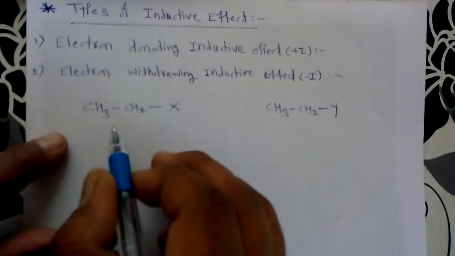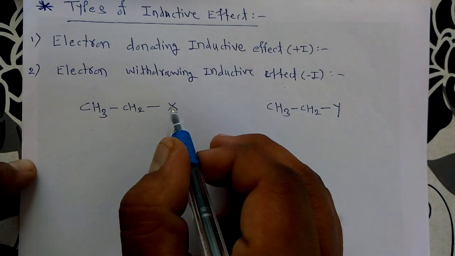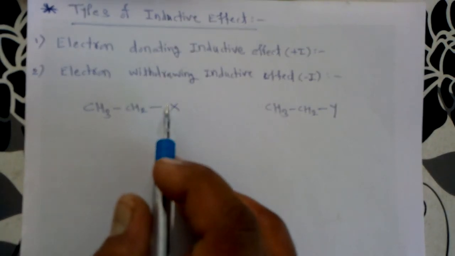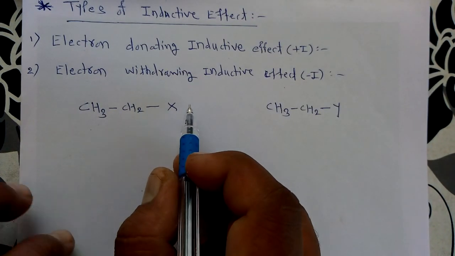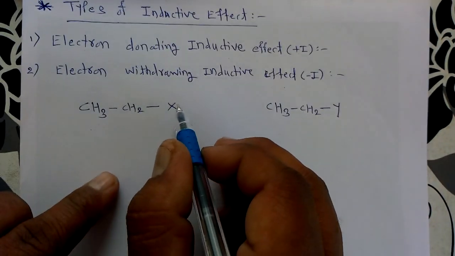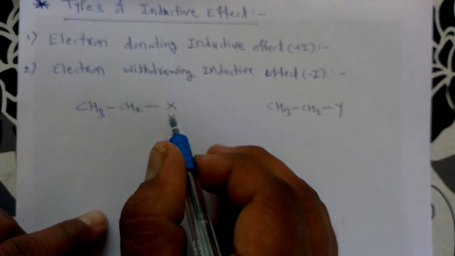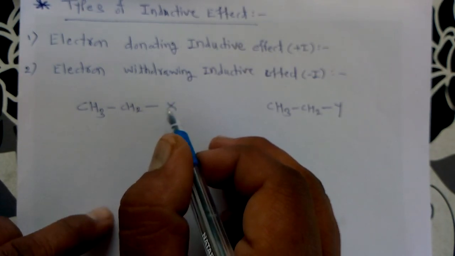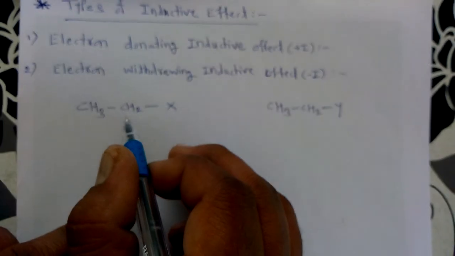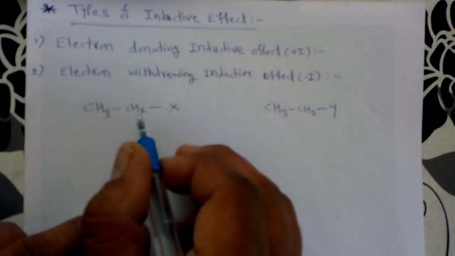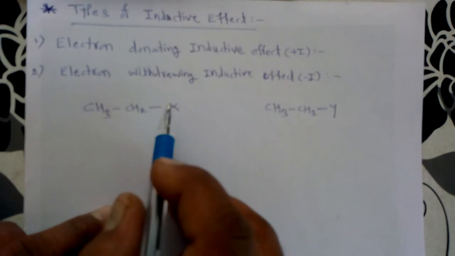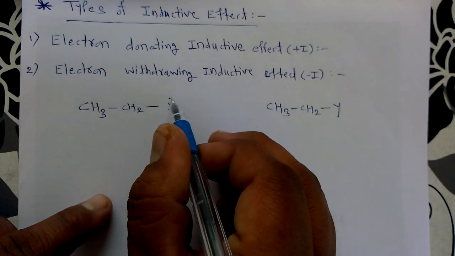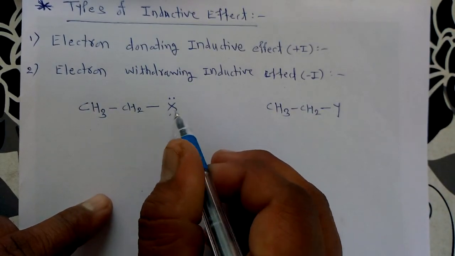Suppose now we consider this first compound. In this first compound this X heteroatom is there. Whenever this type of classification of inductive effect is done, the classification depends upon the atom or group. Suppose in this case we consider this atom or group. Whether this atom or group increases the electron density around the carbon atom or decreases the electron density around the carbon atom, depending upon that, this inductive effect is classified into these two types. Suppose this is a heteroatom.